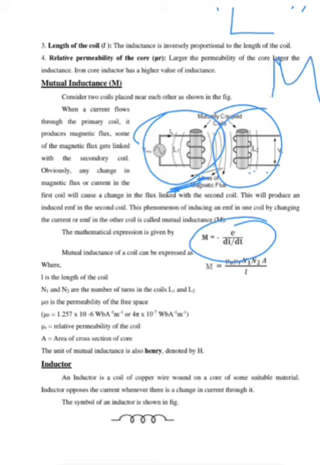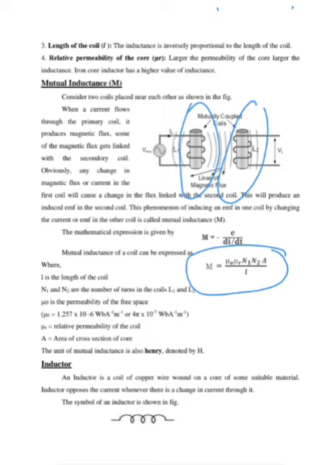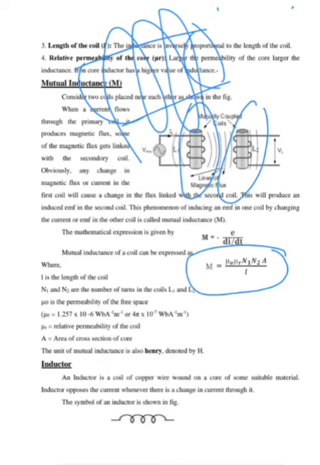And that mutual inductance of a coil can be expressed as M = μ0 μr n1 n2 A / L, where n1 is the number of turns in the primary coil, n2 is the number of turns in the secondary coil, and A is the area of cross section of the core. ಯಾವ ಕೋರ್ ತಗೊಂಡು ಆ ಕೋರ್ ಮೇಲೆ ನಾನು ವೈರ್ನ ಸುತ್ತಿರ್ತೀನೋ ಆ ಕೋರ್ದು ಏರಿಯಾ ಆಫ್ ಕ್ರಾಸ್ ಸೆಕ್ಷನ್, and L is nothing but the length of the coil. So these are the factors on which the mutual inductance will depend.